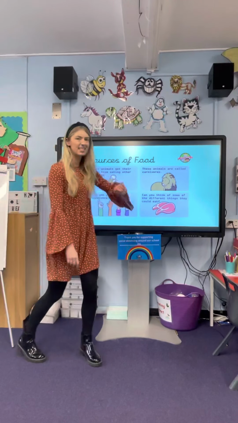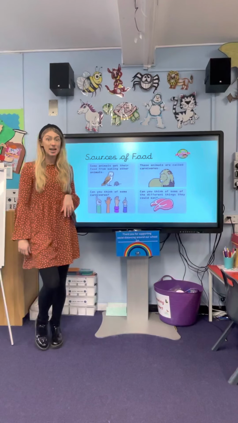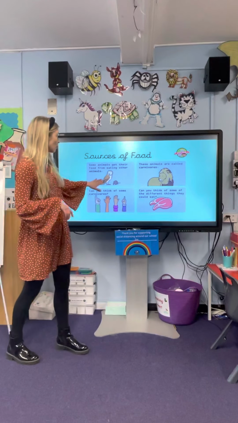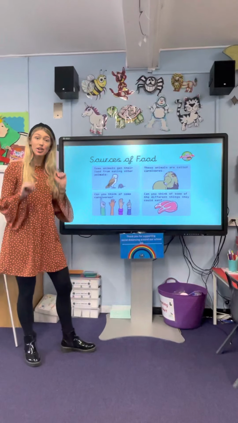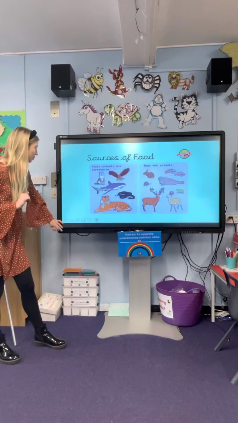So we've got lions. Think about lions. Do you think lions like to go and have a little nibble of some grass? No, they like to eat animals, don't they, to get their energy and their protein. Well, we've also got an owl here and a little mouse, so think about owls like to eat mice, don't they? So have a little think if you can think of any other carnivores.